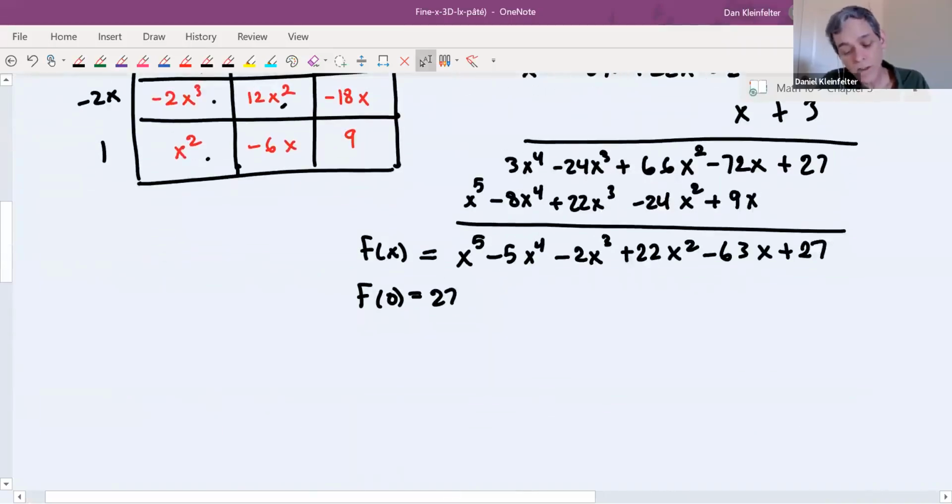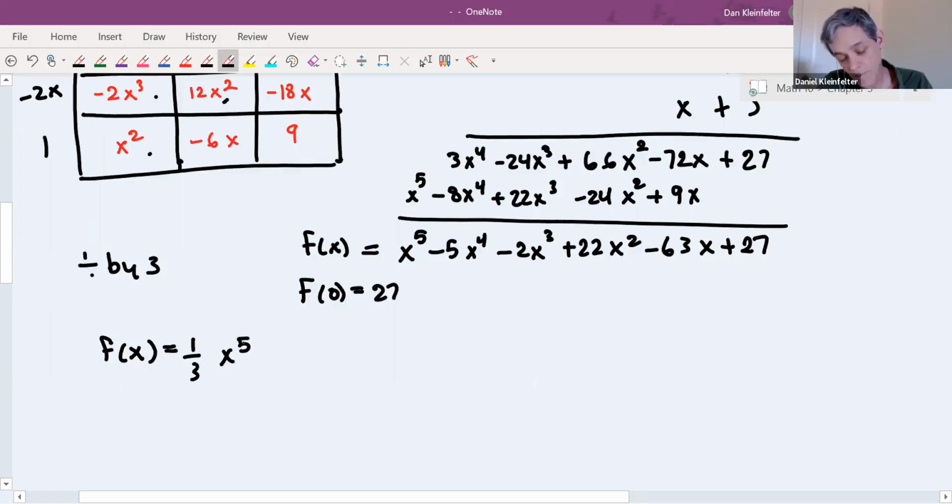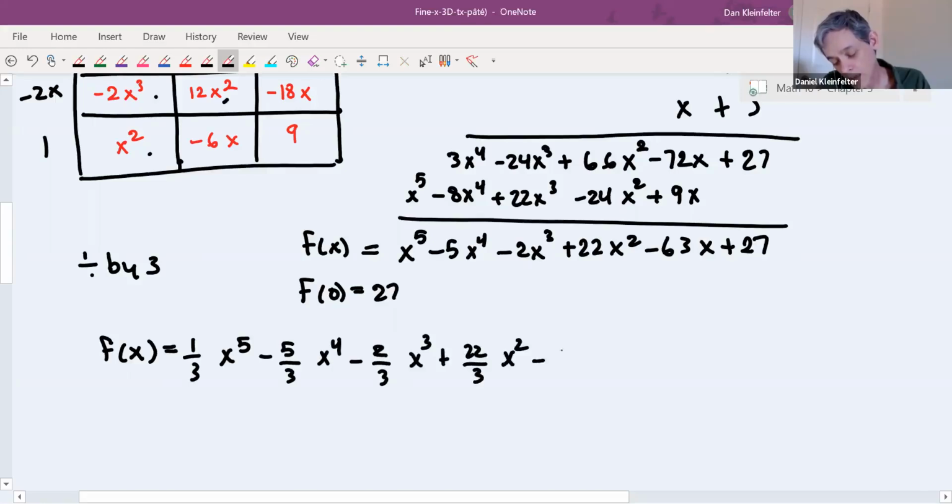So what we'll do to fix that is we're going to take our existing f and we're going to divide through by 3. That will turn that final 27 into a 9. So I'll make that my little f, which will be my final answer. We're going to divide by 3. Okay, so we'll have 1/3 x to the 5th power minus 5/3 x to the 4th power minus 2/3 x cubed plus 22/3 x squared minus 21x plus 9. Okay, so that finally will do it.